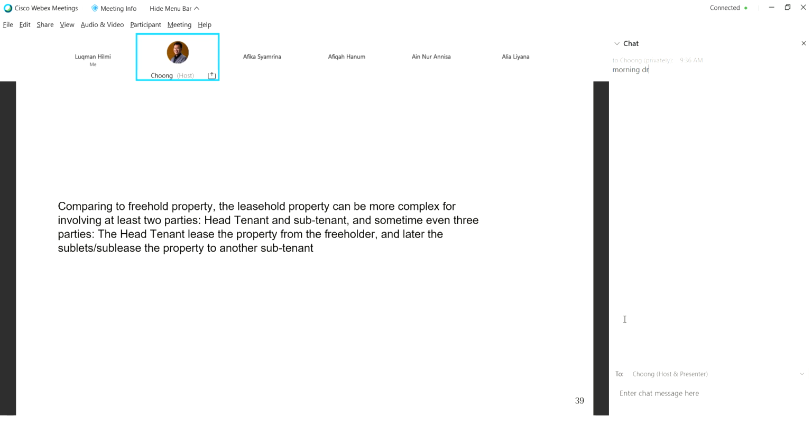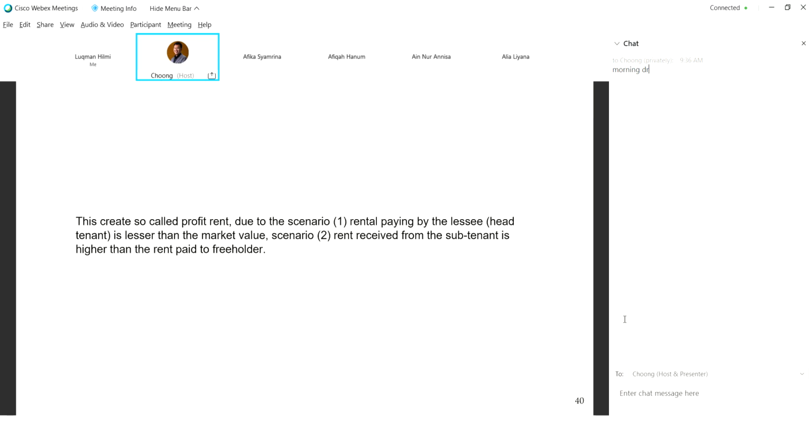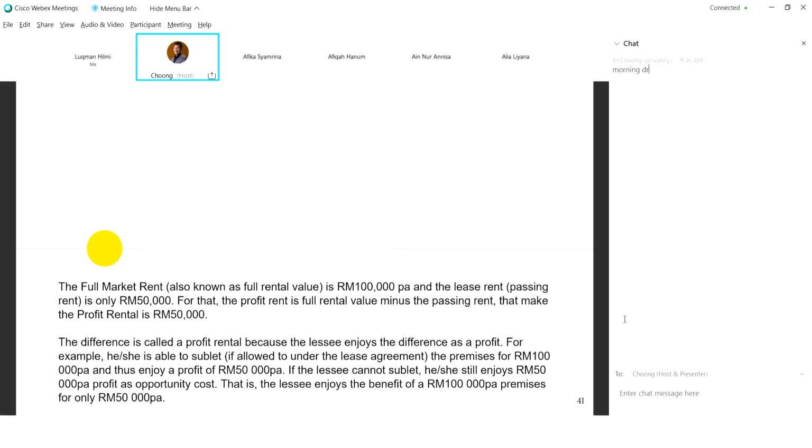Compared to the freehold, it could be slightly more complex because there's the head tenant, the subtenant, and other subtenants juga mungkin. So yeah, that's the case. So this is called the profit scenario, alright. This has happened because the rental paid by the lessee head tenant is lesser than the market value itself, right? And the rent received by the subtenants is somehow higher than the rent paid to the freeholders, right?